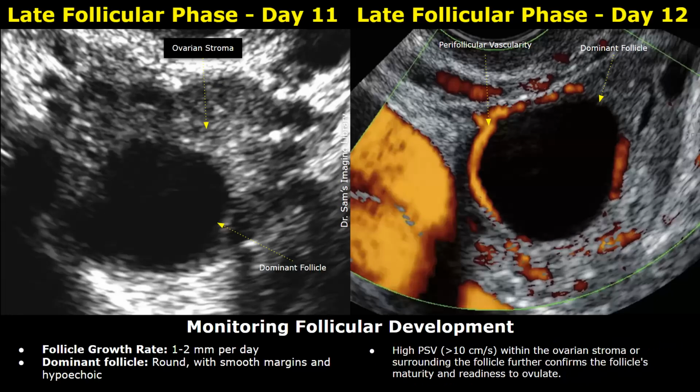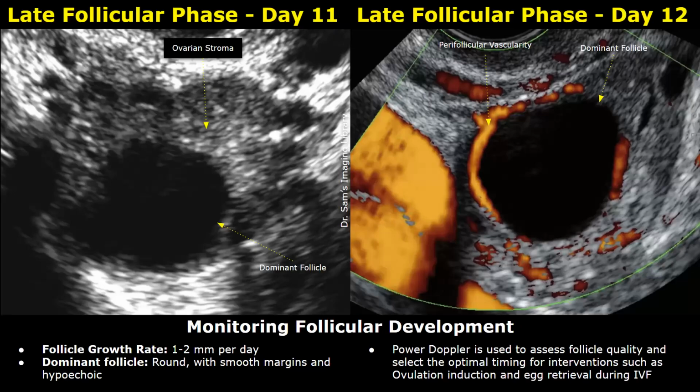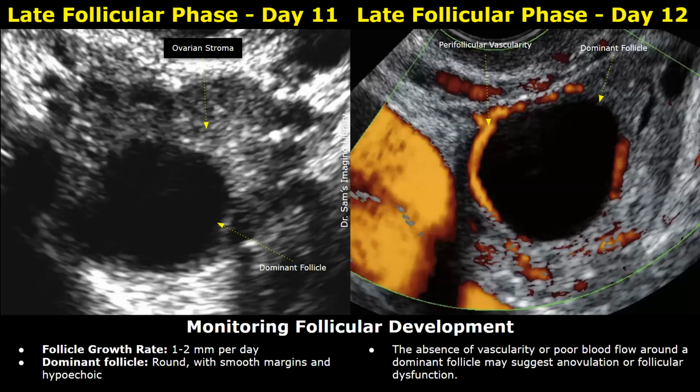A peak systolic velocity of 10 centimeters per second or greater within the ovarian stroma or surrounding the follicle further confirms a successful impending ovulation. Power Doppler can be used to assess follicle quality and select the appropriate timing for interventions such as ovulation induction and egg retrieval during IVF. The absence of this vascularity may suggest anovulation or follicular dysfunction.